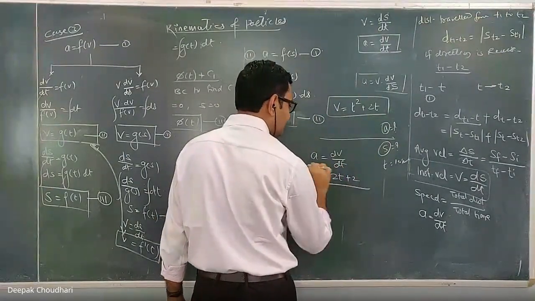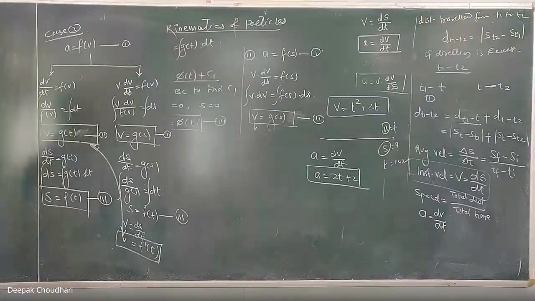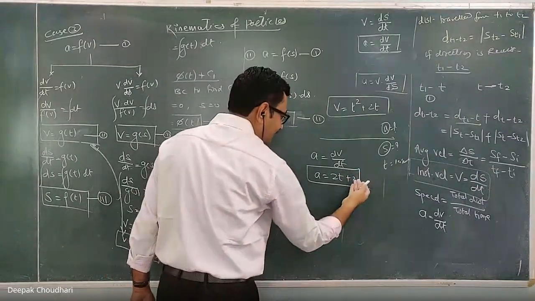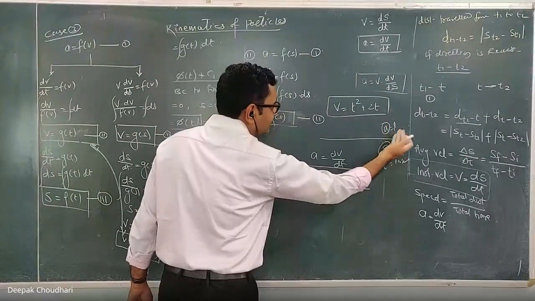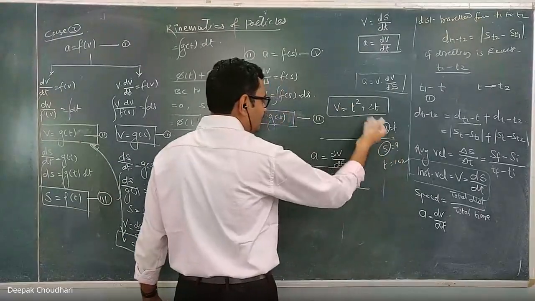So this becomes the acceleration equation: 2t plus 2, the equation of acceleration. Substitute t equal to 10 seconds in this equation, and you will get the corresponding acceleration at t equal to 10 seconds. And how to get the displacement from the equation of velocity?